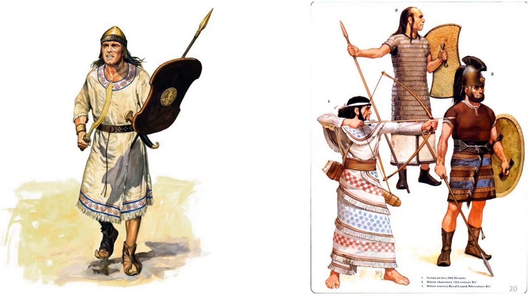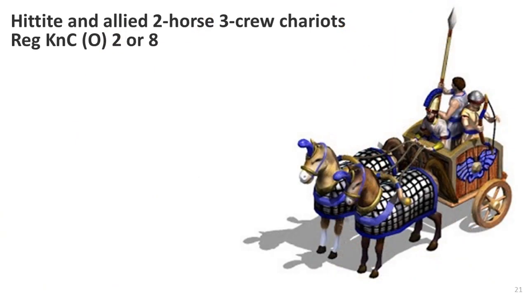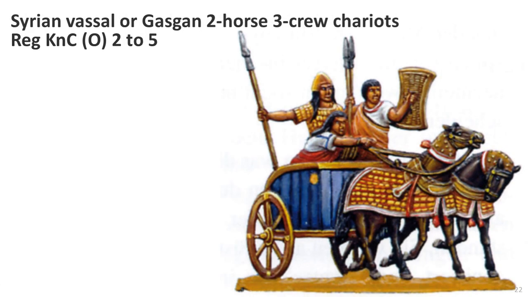The total number of Hittite foot at the Battle of Kadesh probably numbered about 15,000 infantry. The elite forces in the Hittite army were the chariots, which were 3 crew chariots, unlike the Egyptians. The Hittite chariots were most likely part of the permanent army, so they were highly motivated, highly trained, etc. Supporting the Hittites and their allies were the vassal chariots, which were also 3 crew chariots, although some may have been 2 crew chariots as well.